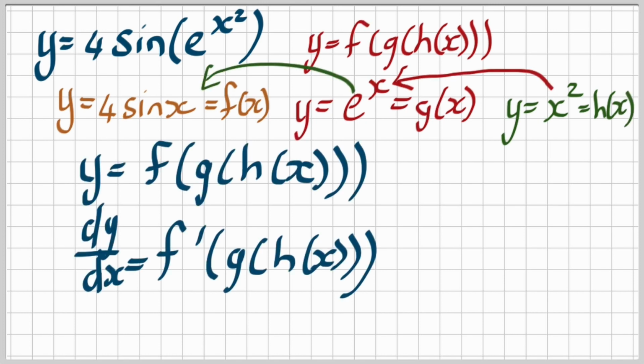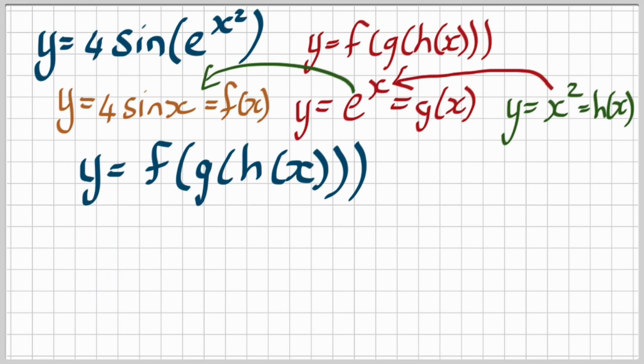So how do I apply the derivative of this? Looking at that little diagram I drew there, we have y equal to f of g of h of x. I am just telling you that I've got x squared being substituted into e to the x, and e to the x squared being substituted into 4 sine of x. Now, if I've got y equal to f of g of h of x, like I wrote there, let me go back a little bit in my writing.